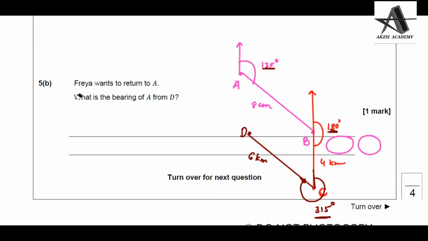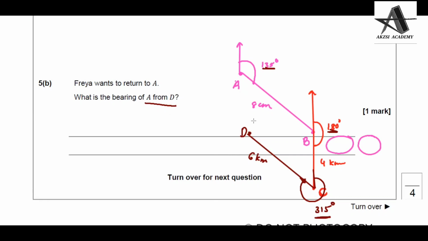As I told you, the bearing is all about A from B, B from C, understanding this part. If you are able to understand it, it's very easy to do any question on bearing. So it says Freya wants to return to A. What is the bearing of A from D? Definitely you have to calculate this using a protractor, because you have drawn everything with the protractor.